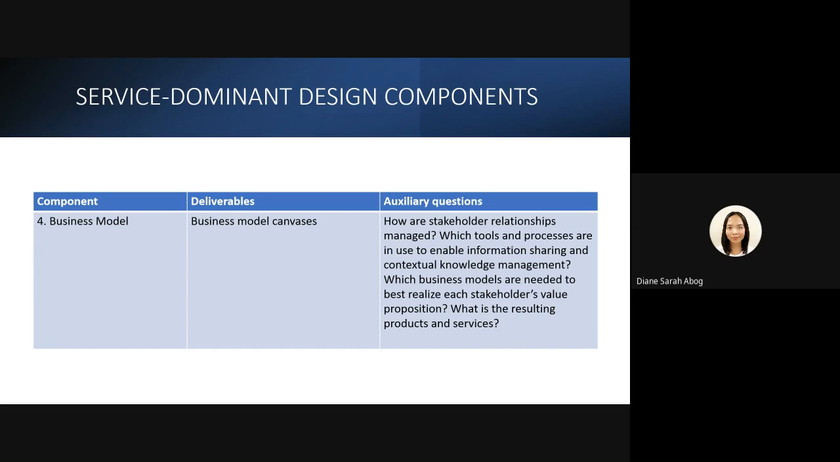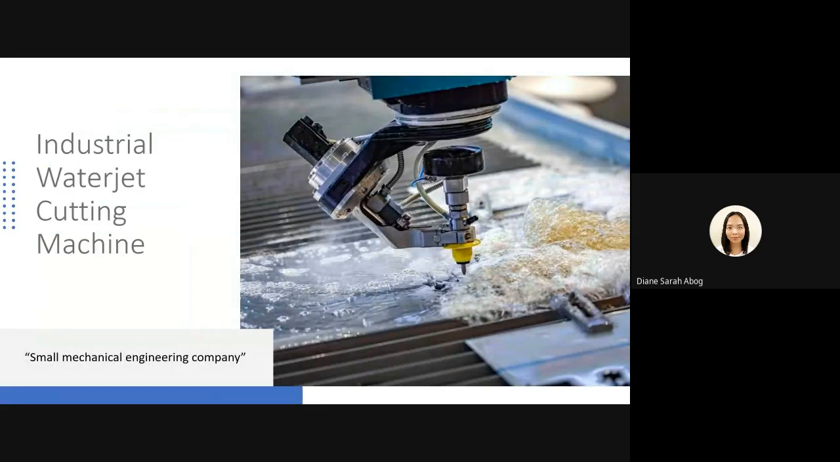Which tools and processes are in use to enable information sharing and contextual knowledge management? Which business models are needed to best realize each stakeholder's value proposition? And what are the resulting products and services? So after applying the service dominant design, after going through all those four components, the output is 3 to 5 business models that will be selected and implemented for the company. So now we will go to the example.